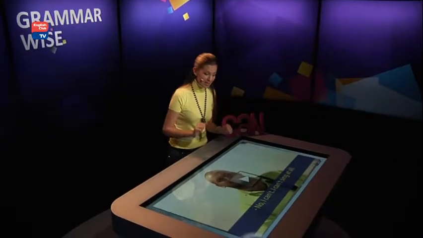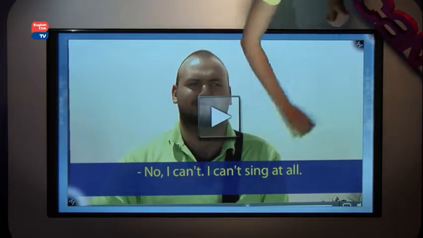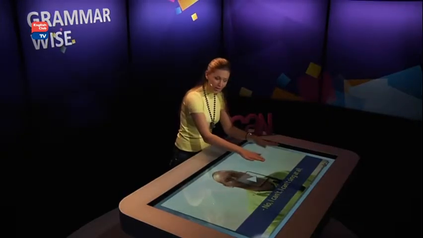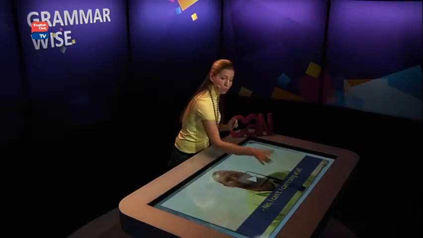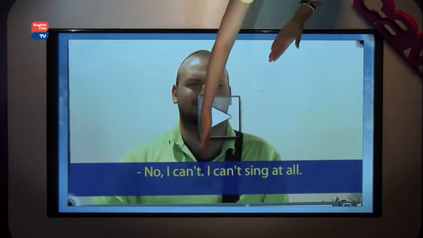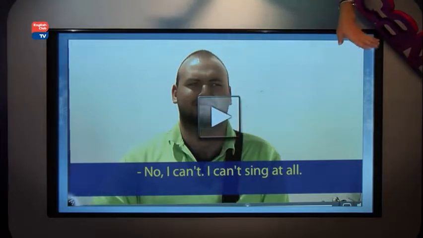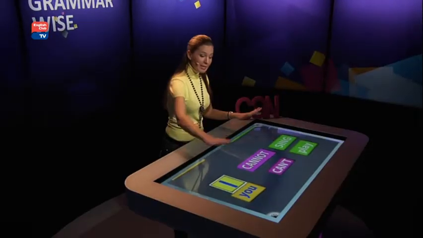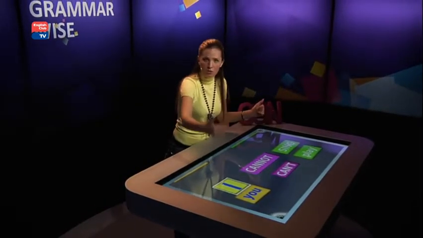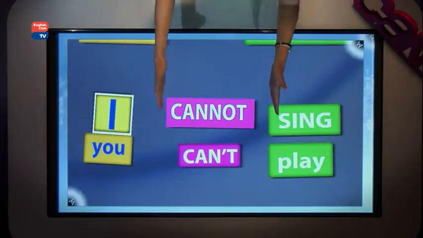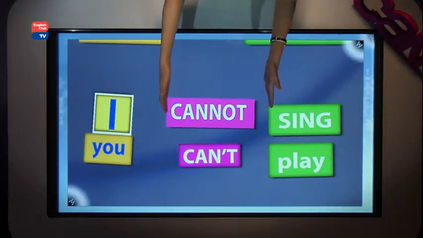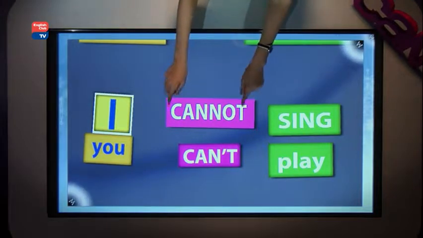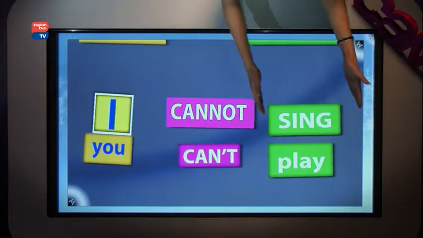Okay, this man says, no, I can't sing at all. This sentence is also negative, but here we can see a short form, a short negative form. Can't. He says, I can't sing at all. Okay? So, at the beginning of a negative sentence, we will have subject. I, you, we, they. Then we will have a negative form of a modal verb can. We can say cannot, or a short form can't. And then we will have action, sing or play. For example, I can say, I cannot fly. I wish I could, but I'm not a bird.